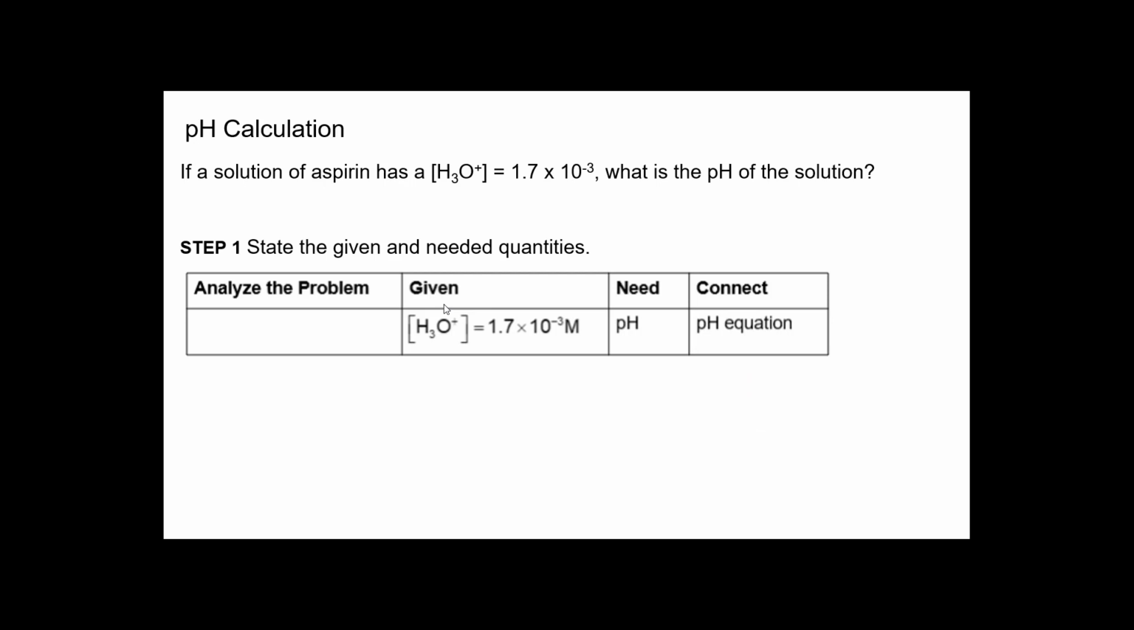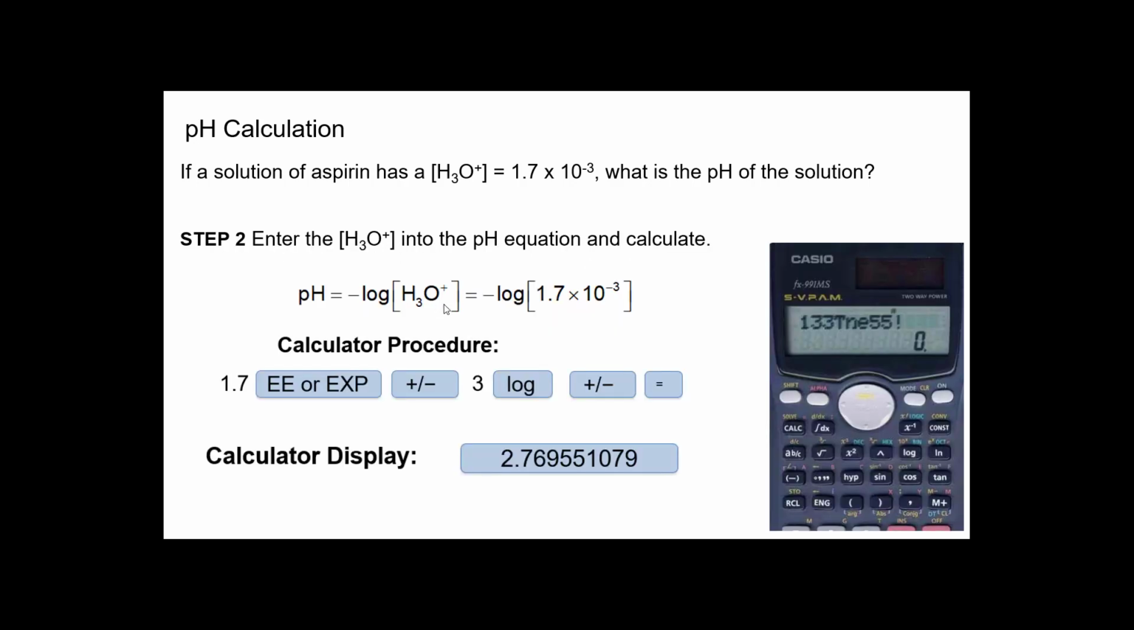We are given the concentration, we need the pH, and we need the pH equation. So we're going to plug this in. In order to get the pH, we're going to plug it in using the log. Here, again, I copied this over. I would do negative log, and then I would plug this in, and it would give me a value. Every calculator is different. I don't have any of these functions on my calculator, so I'm showing you mine because mine's different than what this one's saying to do.